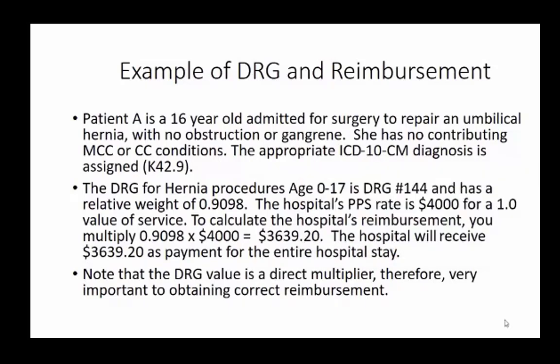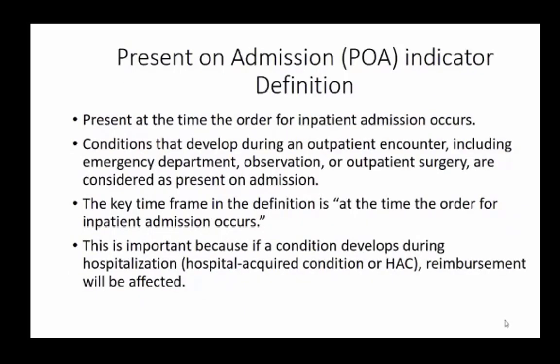Note in our math there, the DRG value is a direct multiplier, so it's very important that that number is correct when you start crunching the numbers. Now let's talk about present on admission indicators and how they fit in to reimbursement.